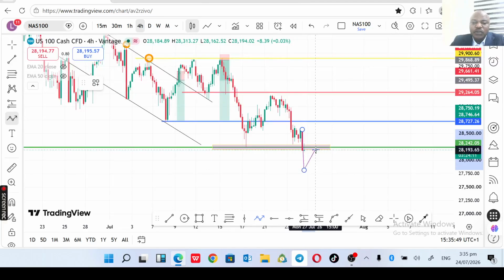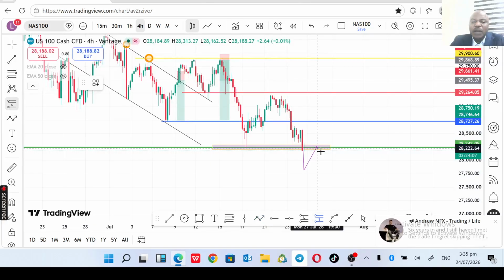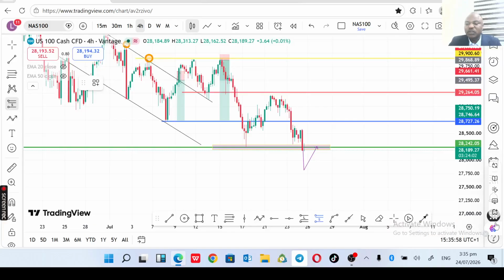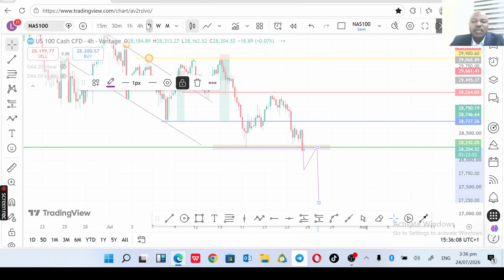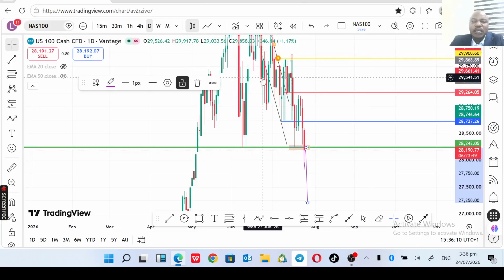If you break it to retest, then we'll sell again. So these are part of the things that you must understand when it comes to forex trading. Now, the overall direction of this is a sell. So until this sell is completed, let's check our monthly.